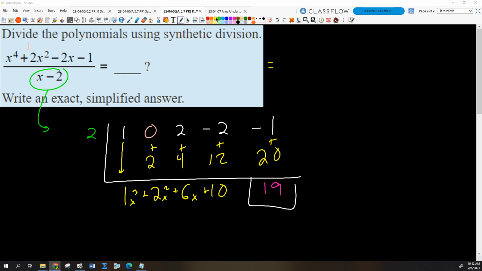So our final answer is x cubed plus 2x squared plus 6x plus 10 plus, what's my remainder? 19. And it remains over x minus 2. Don't forget to put that plus there, right? You're not multiplying 10 by that fraction. You're adding the fraction to the rest of that stuff.